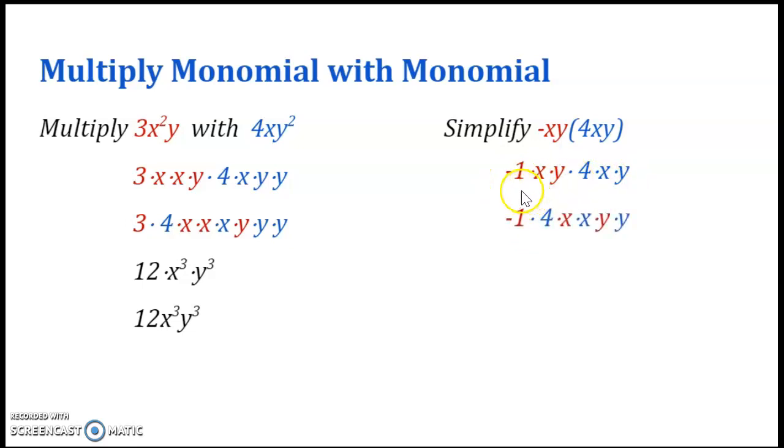So bring all the numbers together, -1 times 4. Bring all the x's together, x and x. And bring all the y's together, y and y. And you're left with -4 multiplied by x times x, which is x squared, and y times y, which is y squared, which finally simplifies to -4x squared y squared. At this point, I would like you to try to go through the Desmos activity from card number 1 to 4. You will find the link on Canvas.